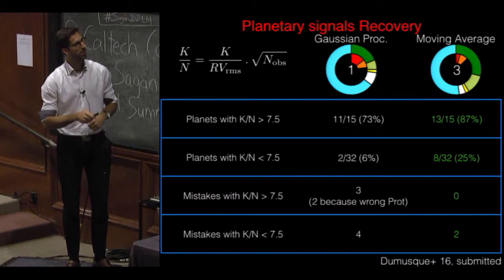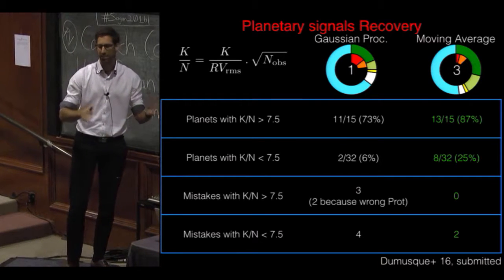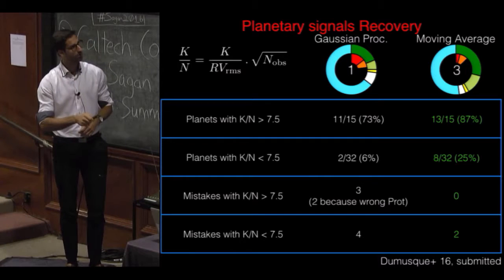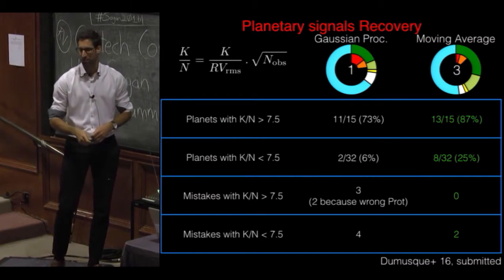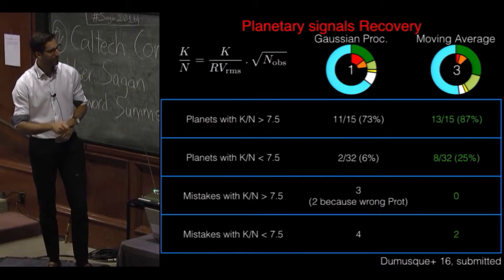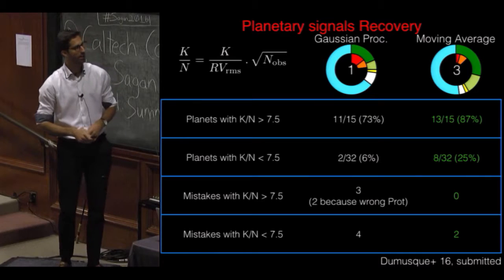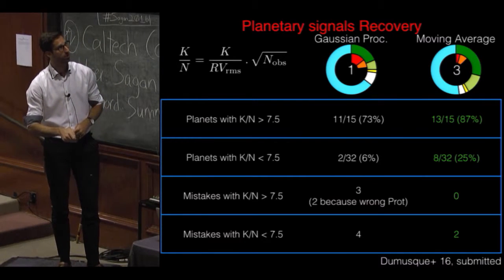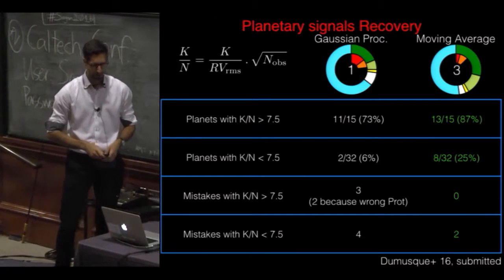And so for planets with this high signal-to-noise ratio, 70 to 90% of the planets were recovered in the data. And then when you go to smaller values here, you see that you go down to 20% or less. And then if you look at the false positives, the mistakes that the teams have made, there are not so many in the end. So this team here, using the moving average, has done really a good job.